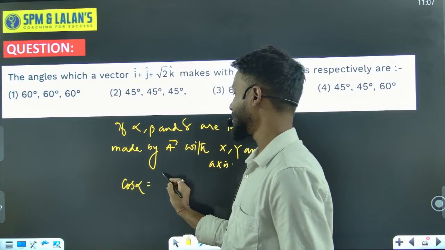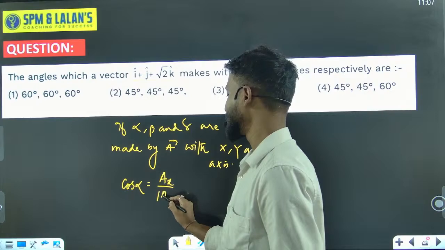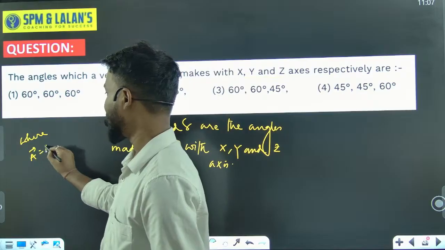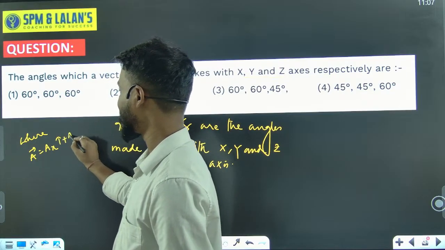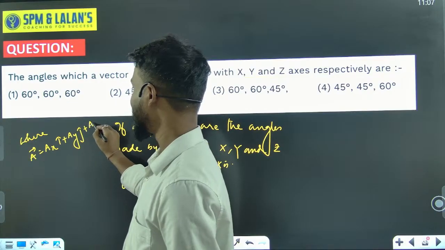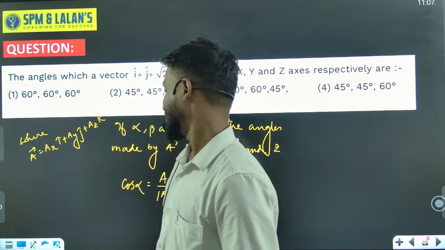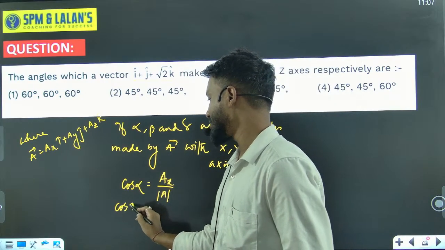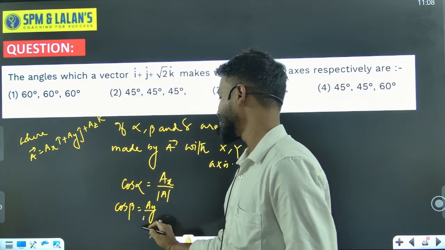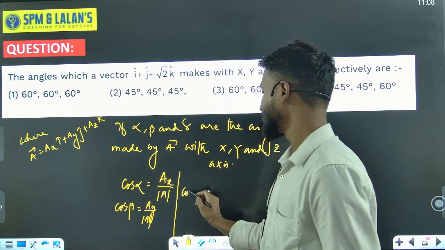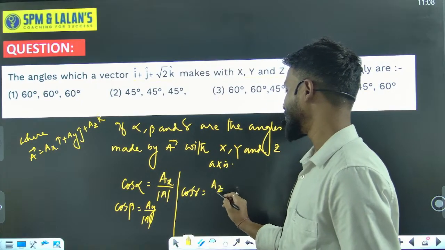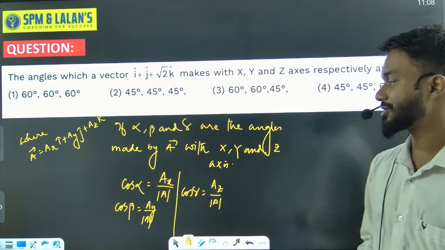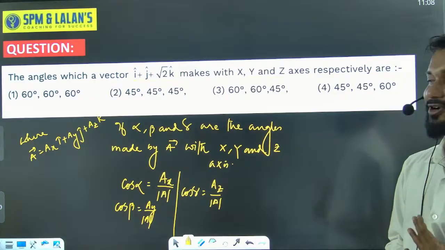Cos alpha is the x component upon the magnitude of A, where vector A equals ax i cap plus ay j cap plus az k cap. Cos beta is ay upon the magnitude of A. And cos gamma is az upon the magnitude of A. Cos alpha, cos beta, cos gamma are also called direction cosines. But here they're asking for alpha.